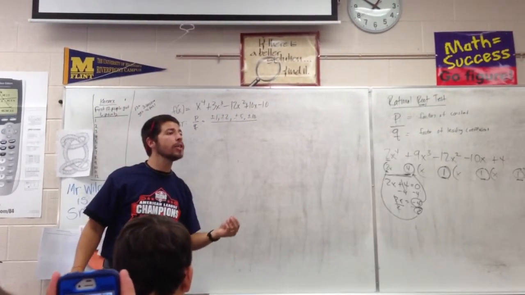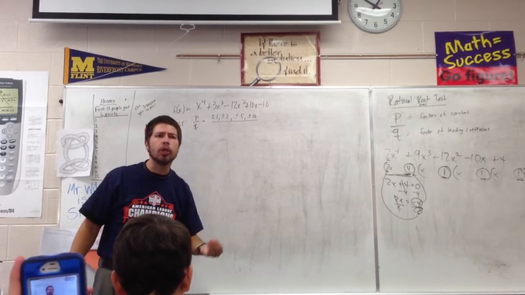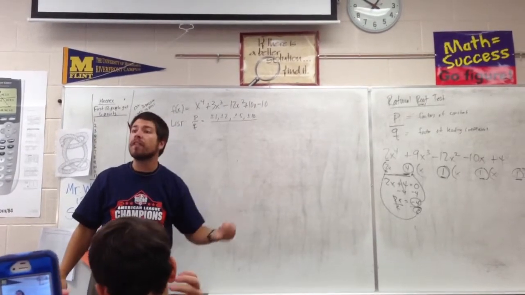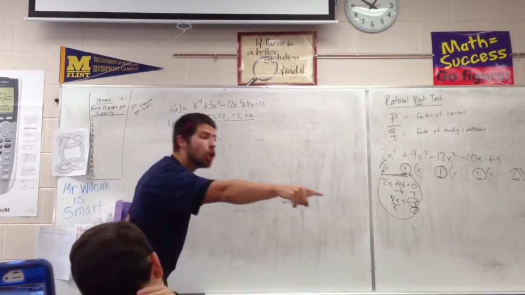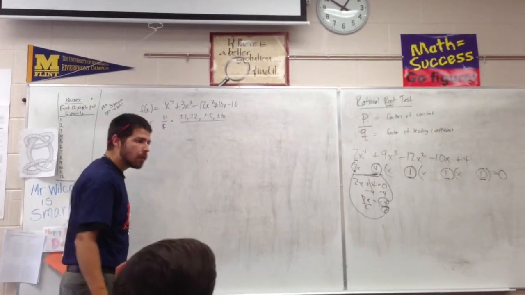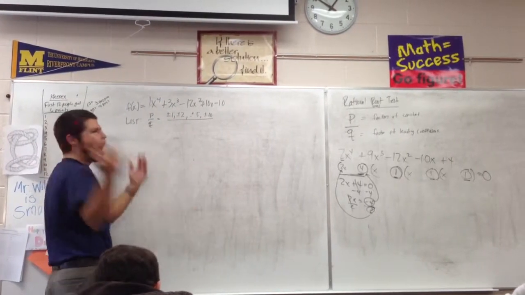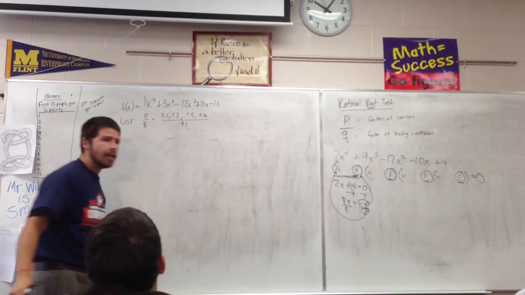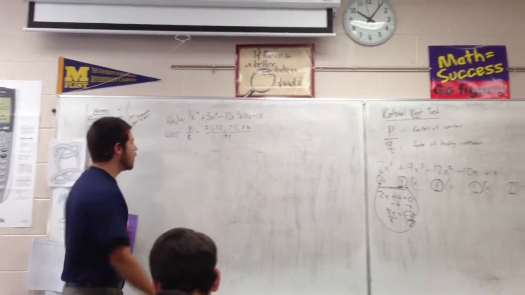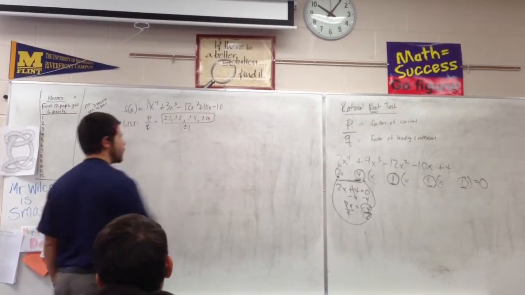Over. What are the factors of Q? What is Q? Q is the leading coefficient. What is the leading coefficient, Q? 1. What are the factors of 1? 1. So on the bottom is plus or minus 1. Doesn't change anything. So what I'm looking at is all of these values right here.